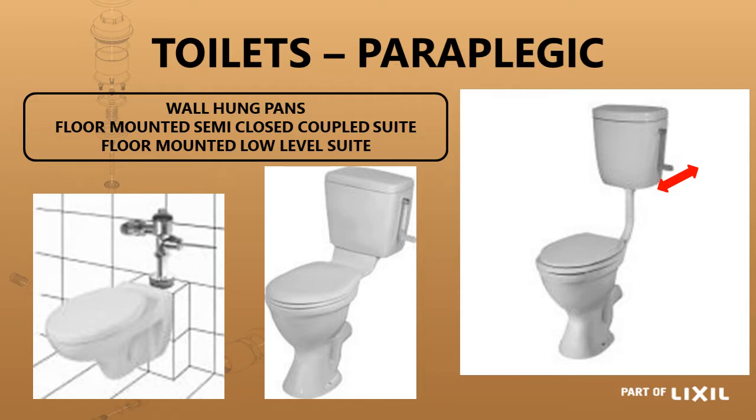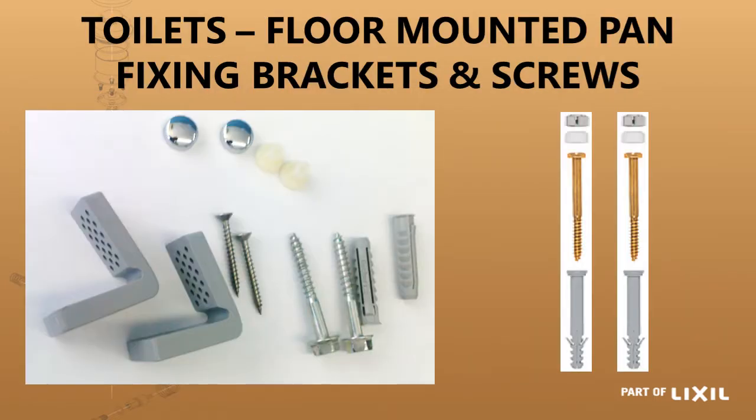If we have a look at the fixing brackets and bolts for floor mounted pans. There's mainly two different types. You've got the image on the left, which is a bracket that is fixed to the floor, and it allows a whole lot of holes for a screw to be pushed through the foot of the pan, and will make contact with one of those holes in the bracket, and you would secure it, and you would then put a chrome cap over it to make it a lot more aesthetically pleasing.